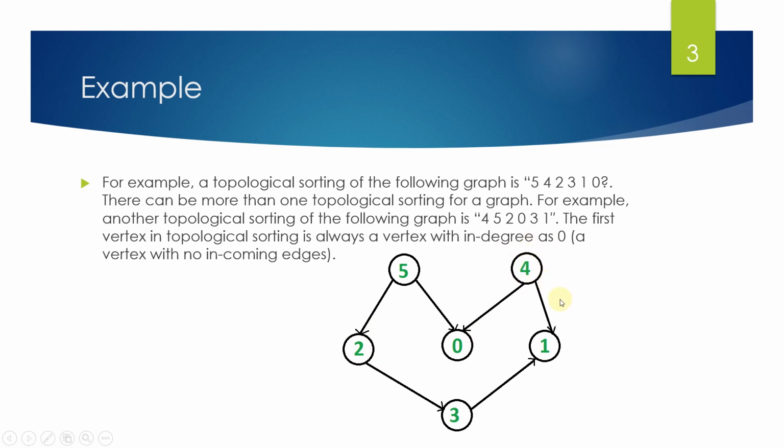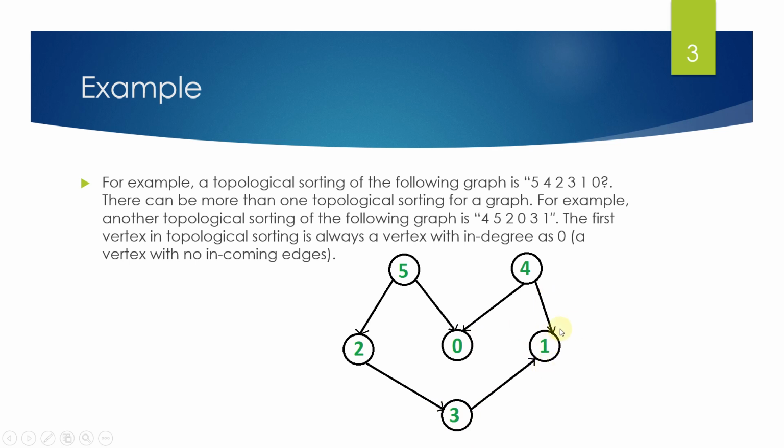Then we remove 4. Now 5 and 4 are both removed and put into this order. Then we have 2, 0 and 1. These three have 0 in degree. So what are we going to choose? Let's say we choose 2. We put 2 here and remove 2. Then we have 3, 0 and 1.